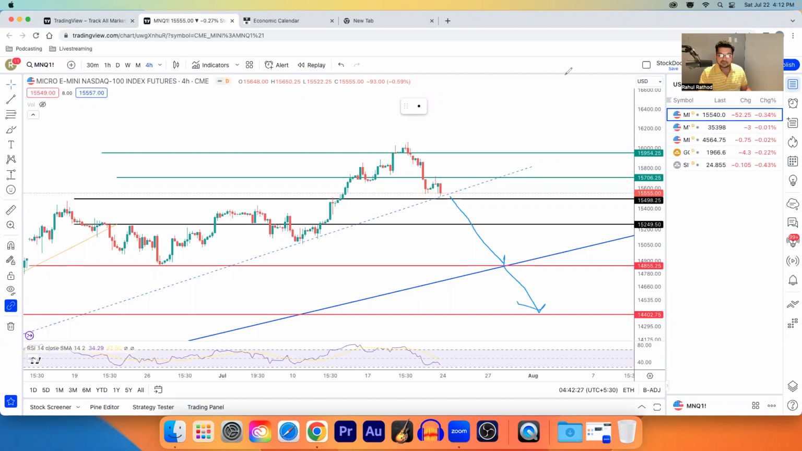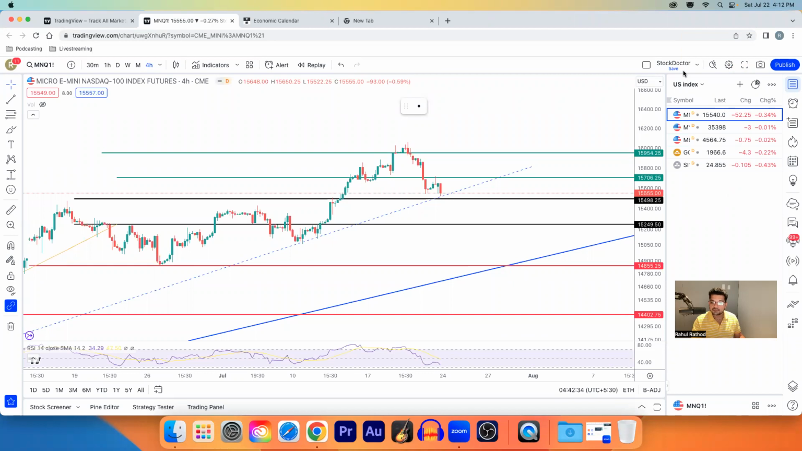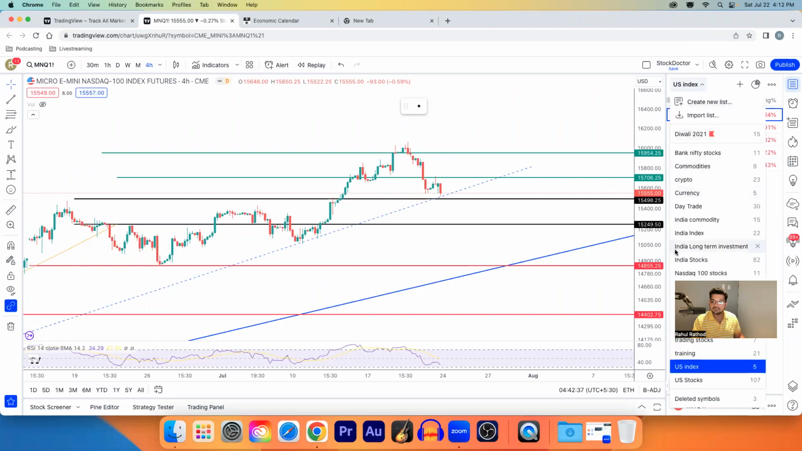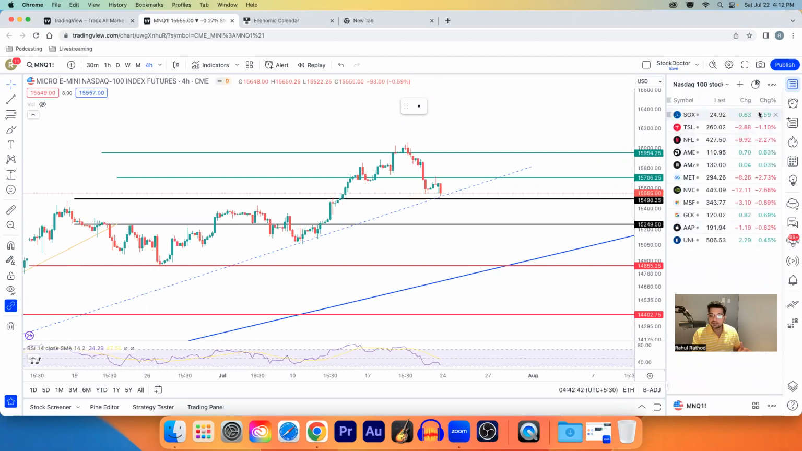Now, if this index goes up or down, definitely all the Nasdaq 100 stocks, right? If you see here the Nasdaq 100 stocks, they will also follow the index movement, or you can say the index follows the stock movement. So these are the stocks: Apple, AMD, Amazon, Google, Meta, Microsoft, Netflix, Nvidia, SOXL, Tesla. These are the stocks which make the changes in this index.